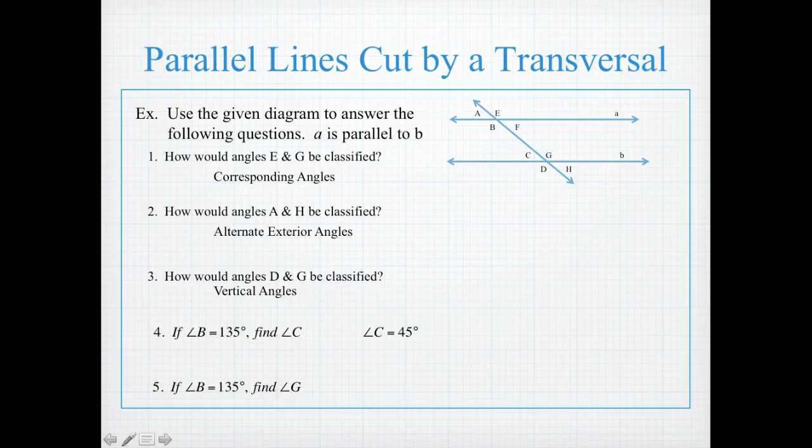Lastly, I'm still using the given that angle B is 135 degrees. Now I need to find angle G. Angle B and angle G are alternate interior angles. They're both inside the parallel lines on opposite sides of the transversal, making them alternate interior angles. Now, by definition, alternate interior angles are congruent. So if angle B is 135 degrees, then angle G would also be 135 degrees.